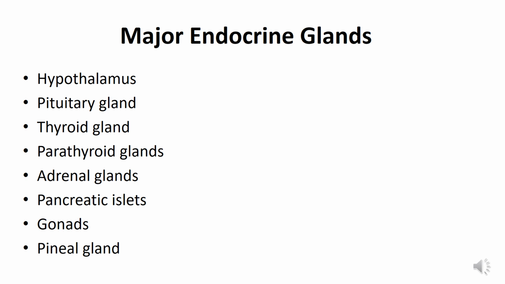The pineal gland is a small gland deep inside the brain. It produces a hormone called melatonin. Melatonin helps regulate the sleep-wake cycle. This gland plays an important role in maintaining healthy sleep patterns.